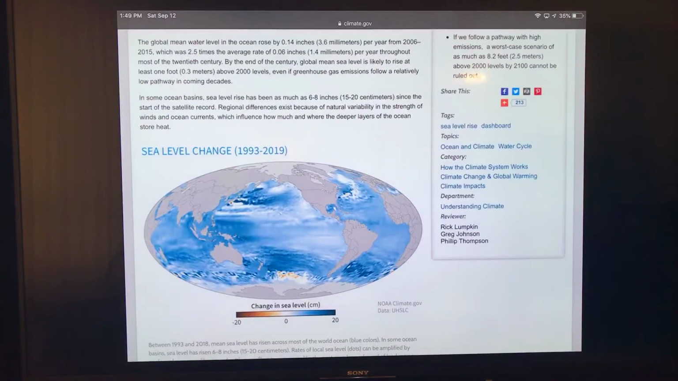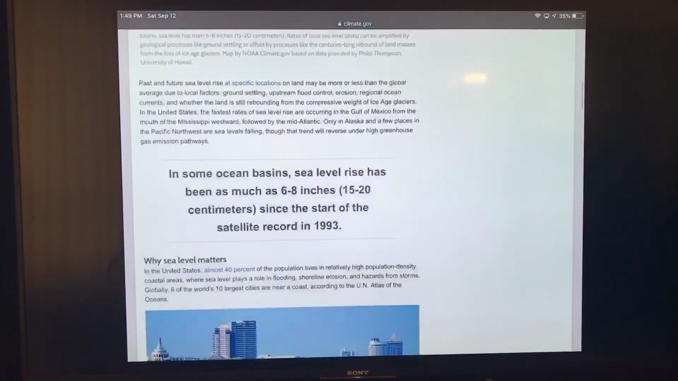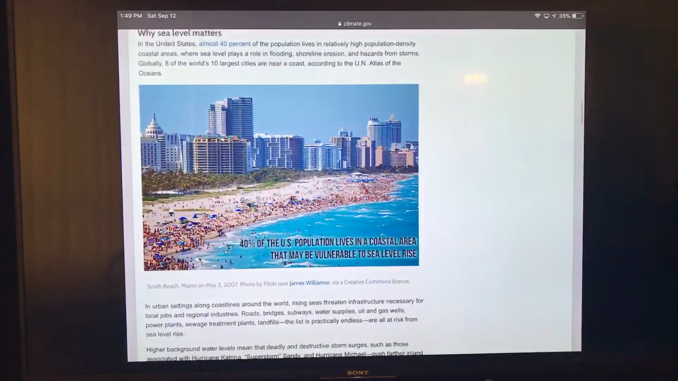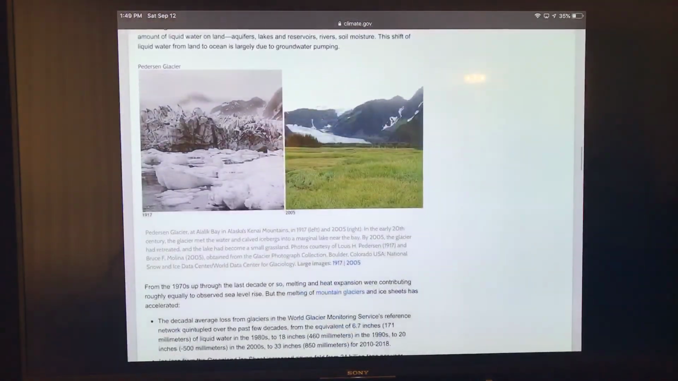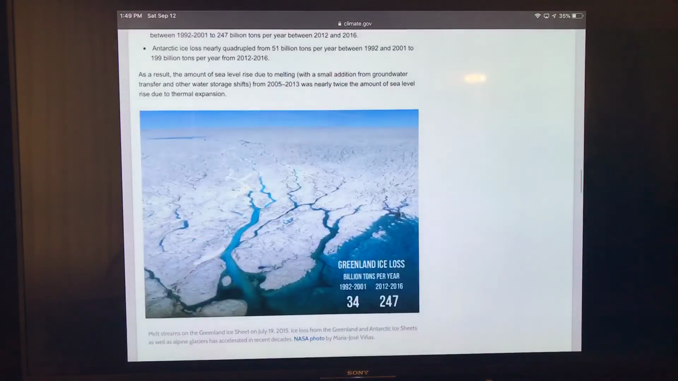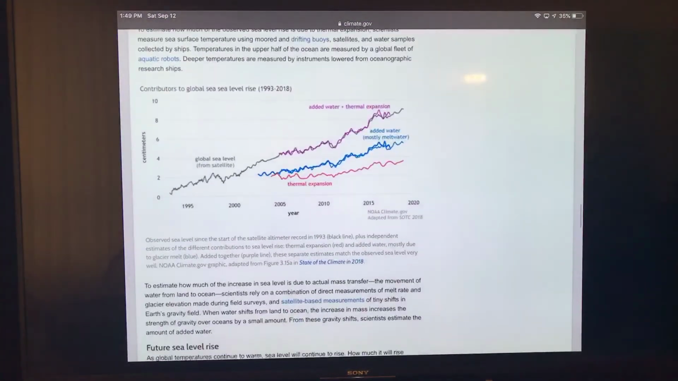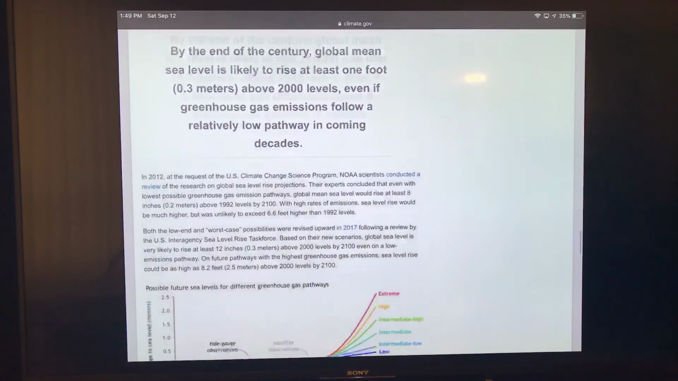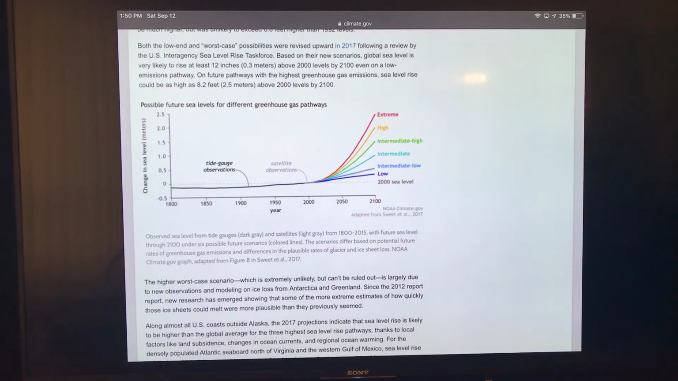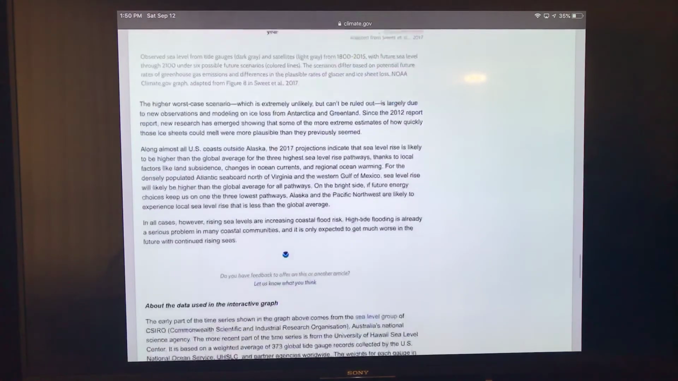A graphic shows different parts of the world, because sea level has changed different amounts in different parts of the world, and why sea level matters. It's a relatively short article talking about sea ice. There we go, that's why we're talking about polar bears. And then we're looking at some predictions about future sea level rise. There's a set of lines there, whether it's low to extreme levels and what might happen. And then a series of references.